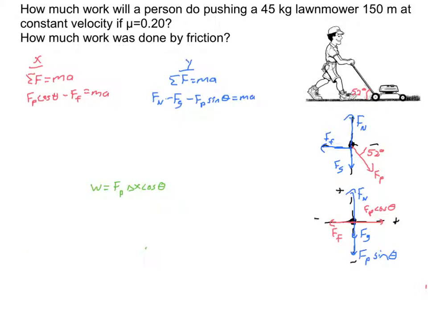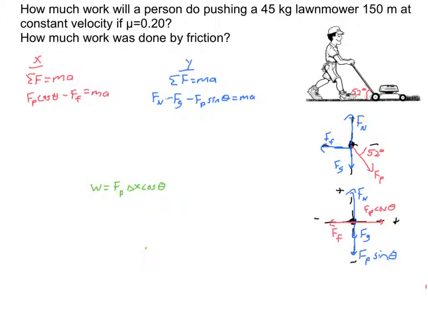All right, here's a quick example problem for us. I've got a man pushing a lawnmower here, 52-degree angle, and so he's applying a force downwards like this. So here that is on my free body diagram. And my question is, how much work is the guy doing if he moves this lawnmower 150 meters at a constant velocity? And I give you a coefficient of friction, 0.20.